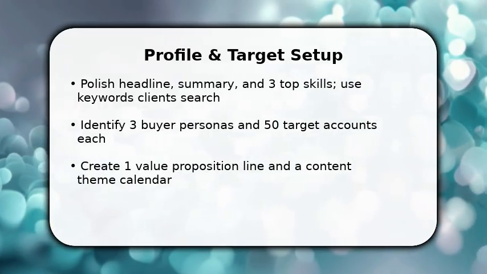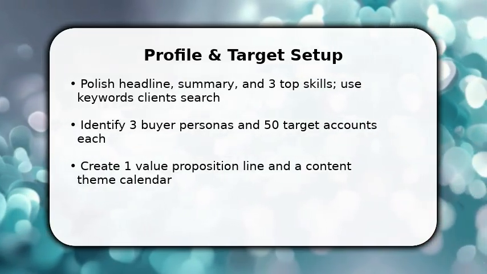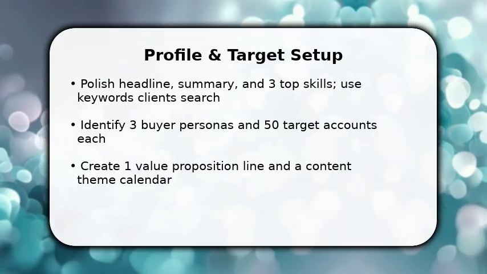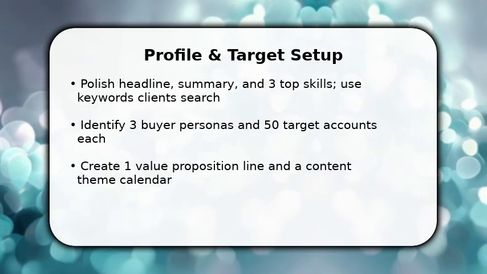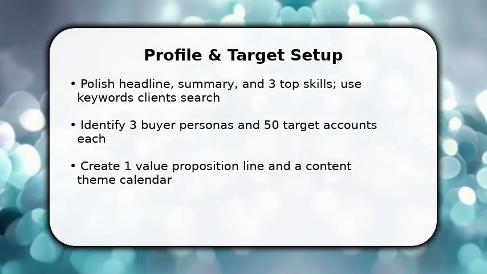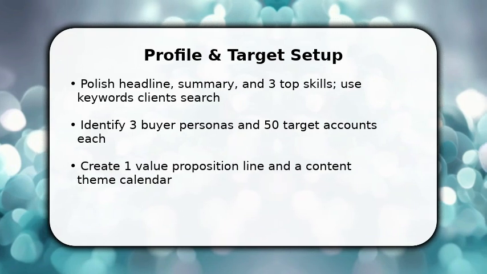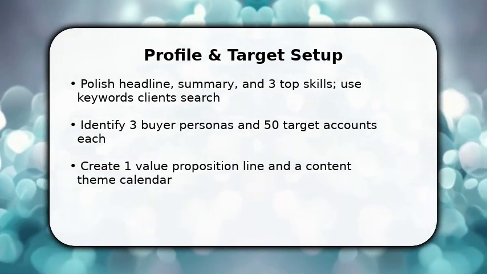Make a single-sentence value proposition and map a content theme calendar for 2 weeks. This creates momentum, your profile attracts, and your list guides outreach. Make sure to enable open-to-work settings for services if applicable, and link to a clear contact path.